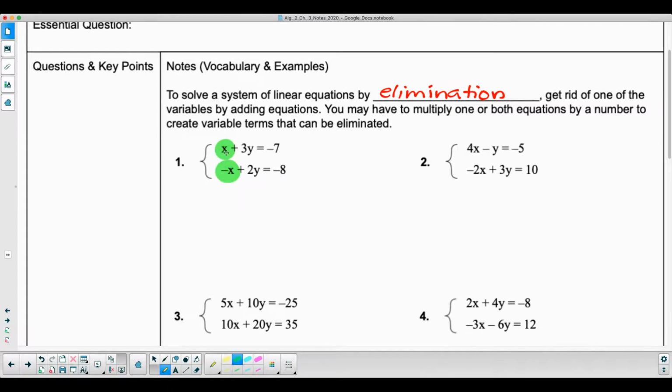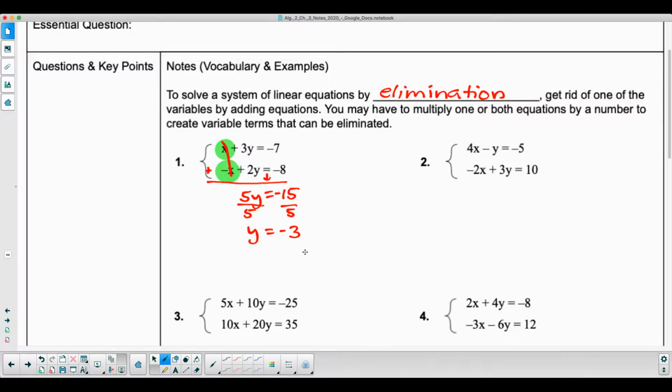and negative x here, they're opposites. So if we were to add these two equations together, the x's would cancel out. That would make 0. And if we add everything else together, 3y plus 2y, we would get 5y. Bring the equal signs down. And then negative 7 plus negative 8 would give us negative 15. So adding those together allowed us to eliminate the x's, and then we're just left with y to solve for, which we would just divide by 5 to do that, and we would get y equals negative 3.